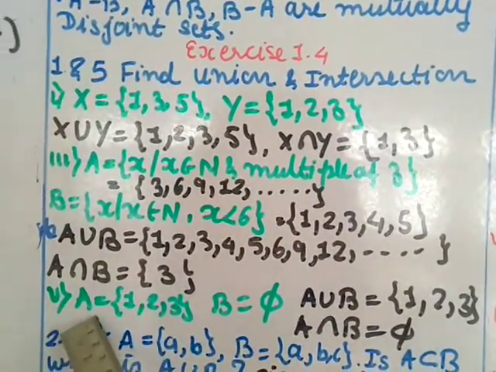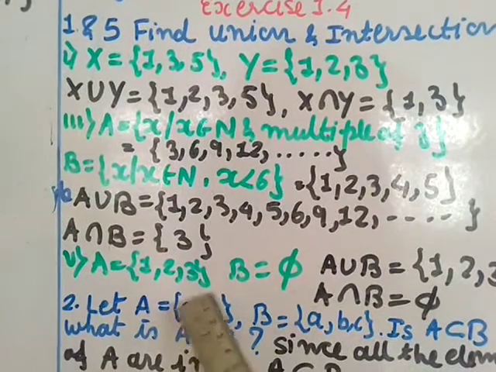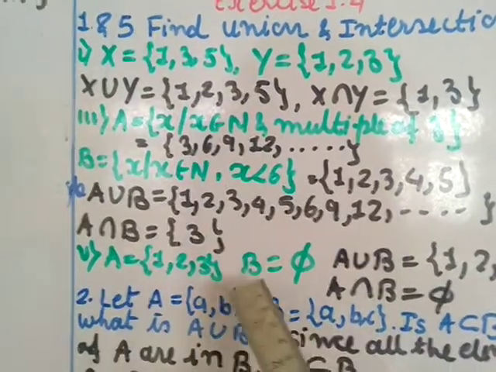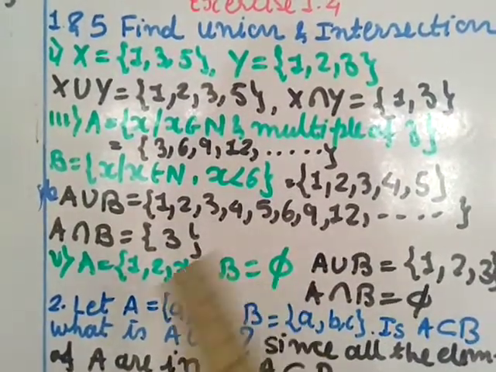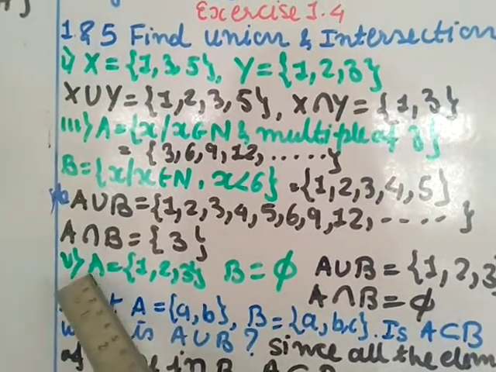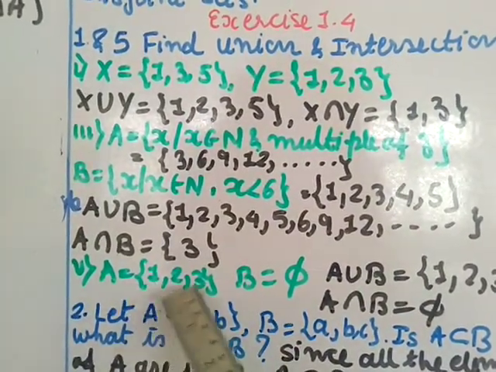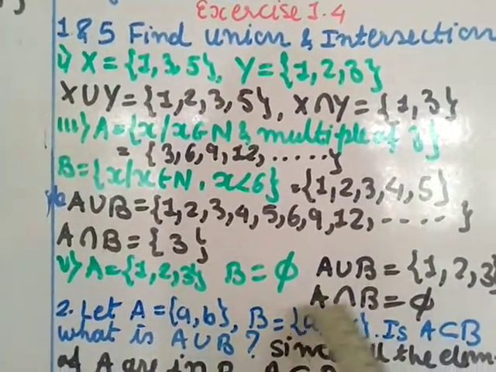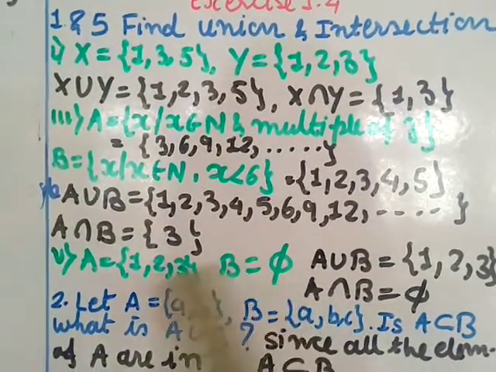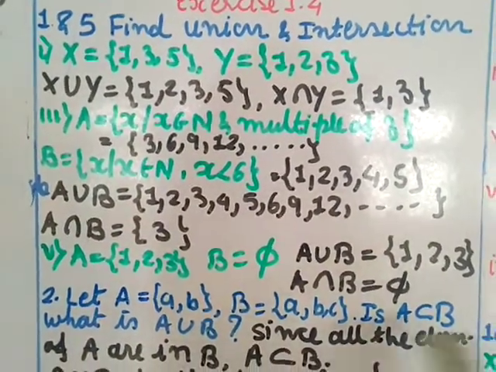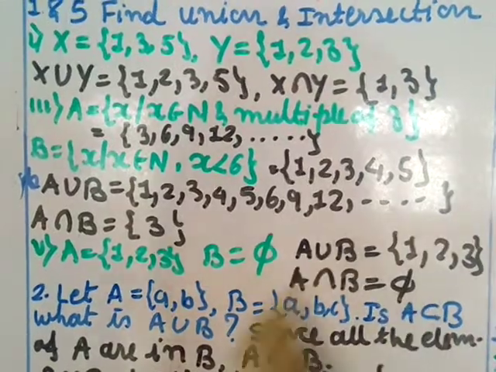Part 5: A is equal to {1, 2, 3}, B is equal to the empty set. For A union B, since B is the empty set, with no elements, A union B will become {1, 2, 3}, that is set A. And A intersection B, since there is no element in B, there is no common element. Therefore, A intersection B is the empty set.